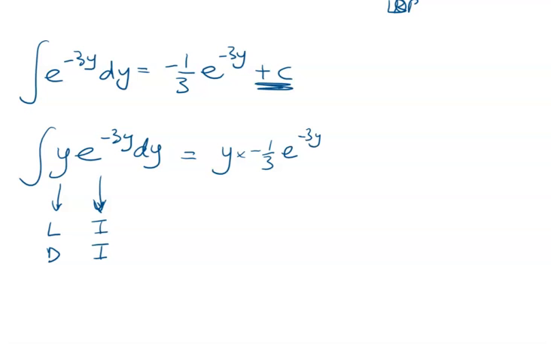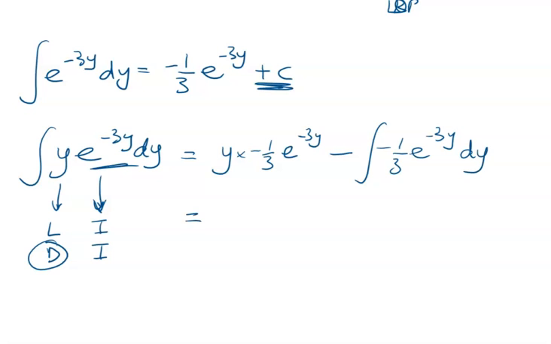So putting that together, we get y times negative 1/3 e to the negative 3y minus the integral of 1, differentiating the y, times the integral of this, which is negative 1/3 e to the negative 3y dy. That gives me negative 1/3 y e to the negative 3y plus 1/3 of, yet again, negative 1/3 e to the negative 3y, and I'll whack in plus c there as well. All right, let's clean up the left-hand side.